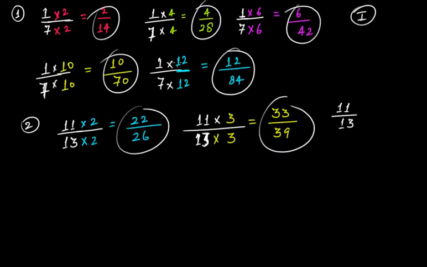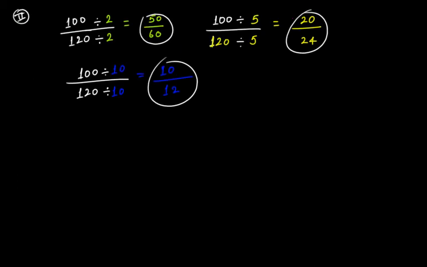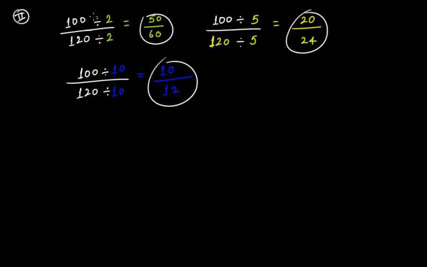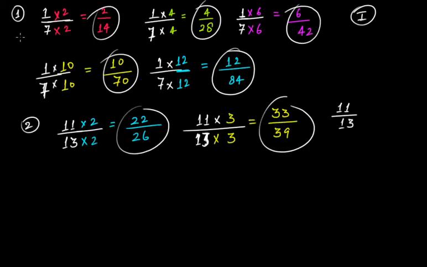So this was one way, that you multiply numerator and denominator by the same number. Another way is to divide numerator and denominator by the same number. In this case we can divide and find the equivalent fraction. But what about this case? In this case it was 1 by 7. If this was 1 by 7 and this was 11 by 13, can we find an equivalent fraction by dividing? The answer will be no. Not in this case and not in this case.